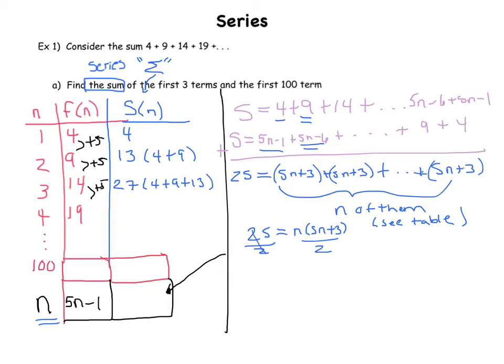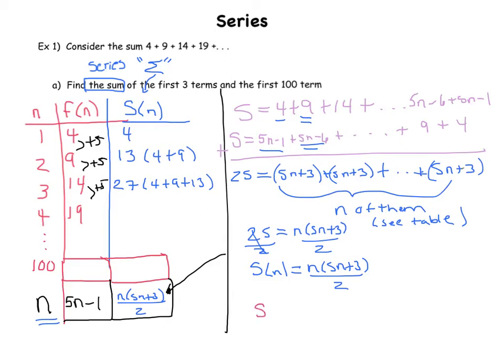So I'm going to write my final answer here, I'm going to write s of n. I'm going to kind of introduce this function notation here. S of n is equal to n times 5n plus 3 divided by 2. And so there it is. I found a formula or a closed form for the function, the summation function, that tells me the sum of the first n terms. And so all I need to do now is plug in 100.